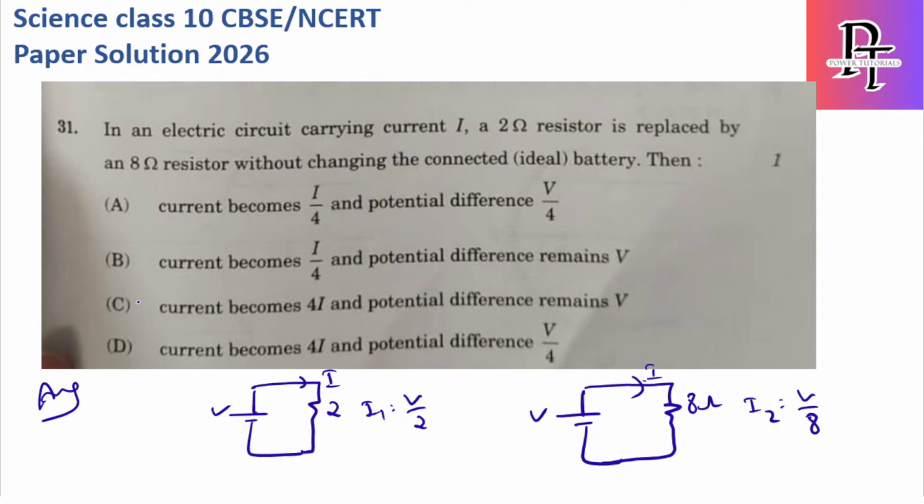So the current becomes I by 4, and the options with 4I are wrong. What about potential difference? Potential difference will remain the same, it is exactly V, it is not changing. So potential difference remains the same, the option is B. This is all using Ohm's law, where V is equal to IR. We have voltage, we have resistance, and we are finding current using the V by R form.